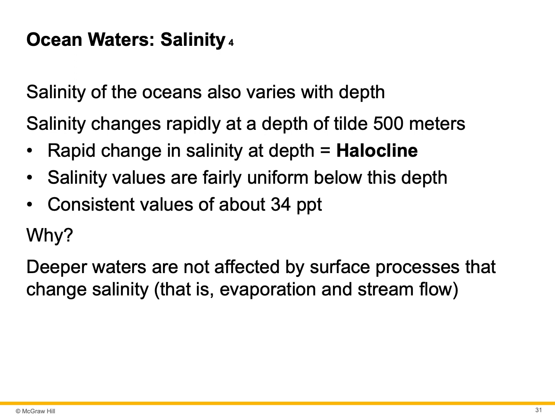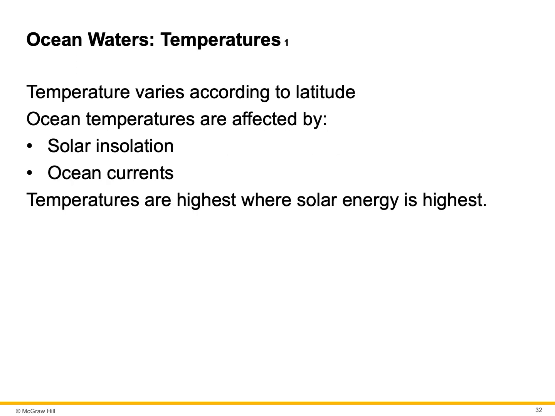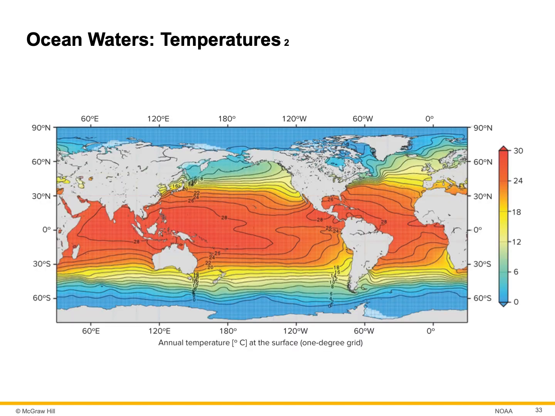Water cannot evaporate anywhere except the surface. It's the only place that the water can change from a liquid to a gas. Temperatures vary according to latitude. The ocean temperatures are affected by solar insolation and ocean currents. Temperatures are the highest where solar energy is the highest.